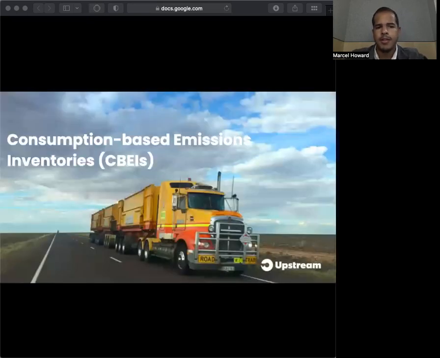But with the promise of this new economic model centered around reuse, one may ask, how do we achieve this? Well, the first step is in understanding CBEIs, or consumption-based emissions inventories, and the importance of making them the new status quo for cities and municipalities looking to account for the full breadth of greenhouse gas emissions being emitted by their residents.